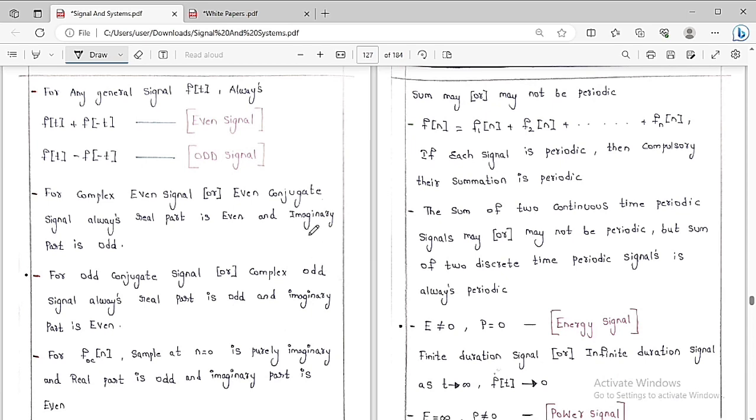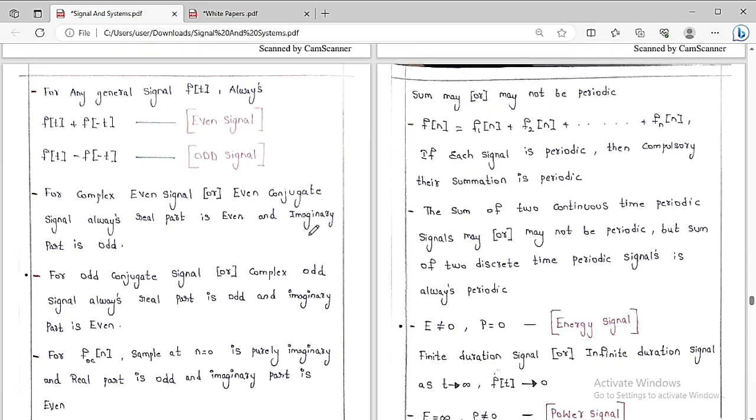Now the next point is, for any general signal f of t, f of t plus f of minus t is always an even signal, and f of t minus f of minus t is always an odd signal. So I've already told you one important point.